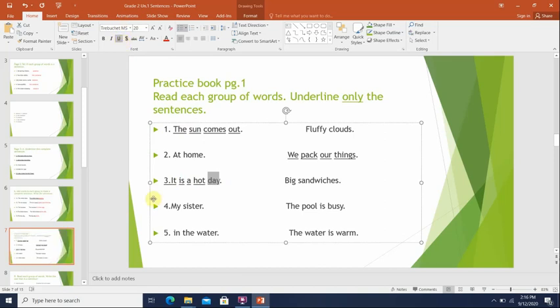Okay? Number 4. My sister, the pool is busy. The first group of words in number 4 just says my sister. It didn't tell me anything. What happened with my sister? But the second group of words says the pool is busy. So that means there's a lot of people by the pool. So this is the complete sentence, all right?